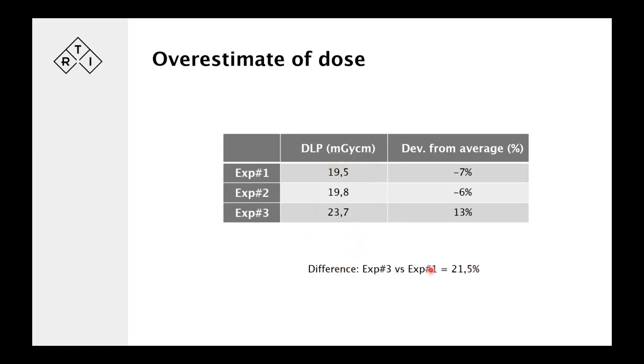Looking at the difference here from the first scan to the third scan, the difference is 21.5%. And this is then only doing 3 consecutive scans, changing nothing, just repeating the scan, the very same settings, everything. But we get 3 values that vary as much as 21.5%, which is quite interesting.